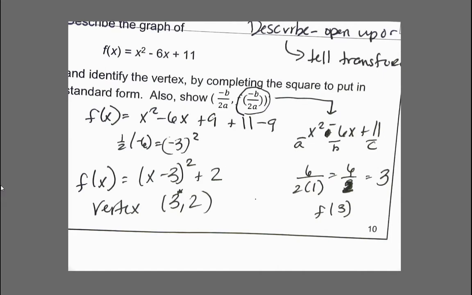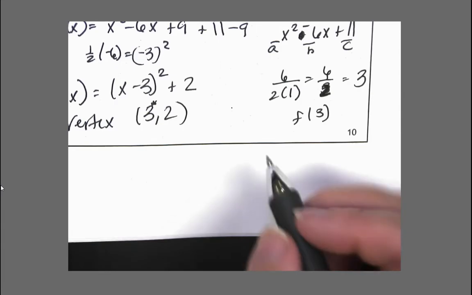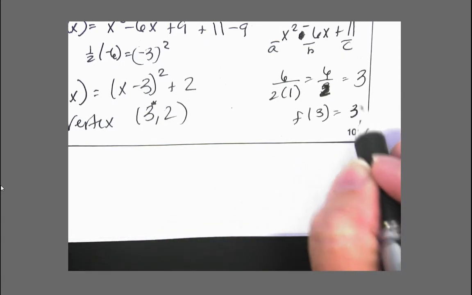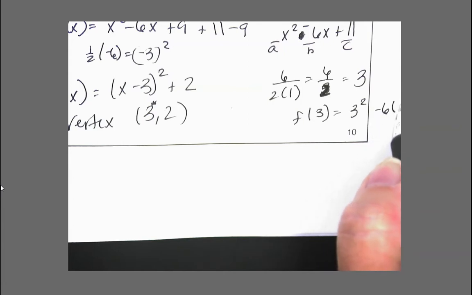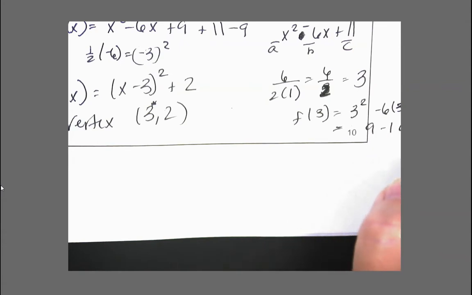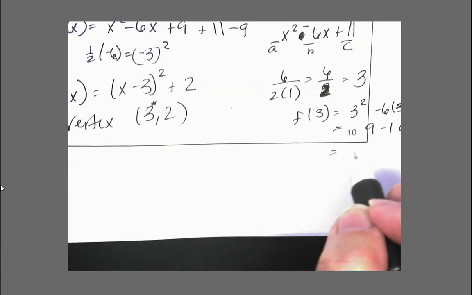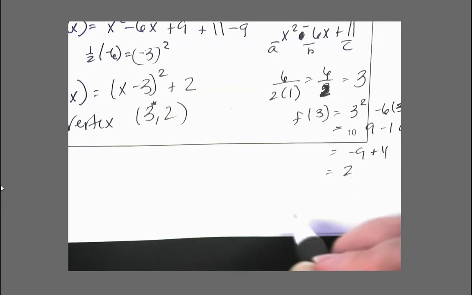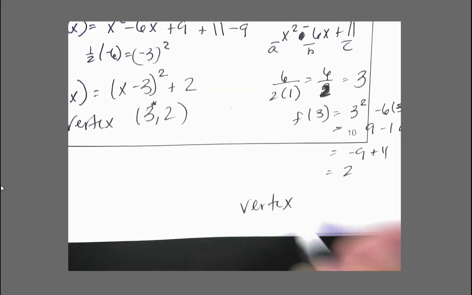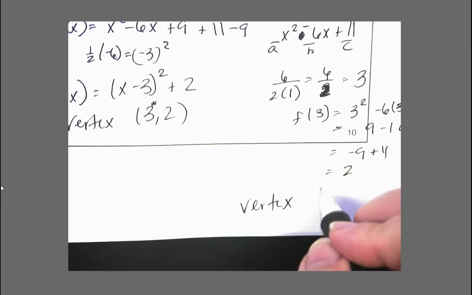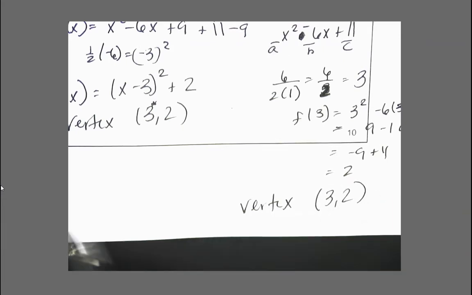We're going to plug it in just so we have the example on our paper. So it's going to be 3 squared minus 6 times 3 plus 11. We do that math, and you get 9 minus 18 plus 11. So you get negative 9 plus 11, which is 2. Same question: what's the vertex? Lo and behold, it was the same thing.